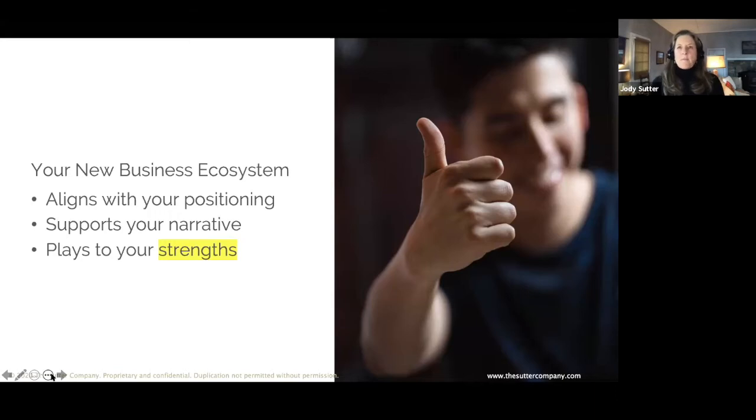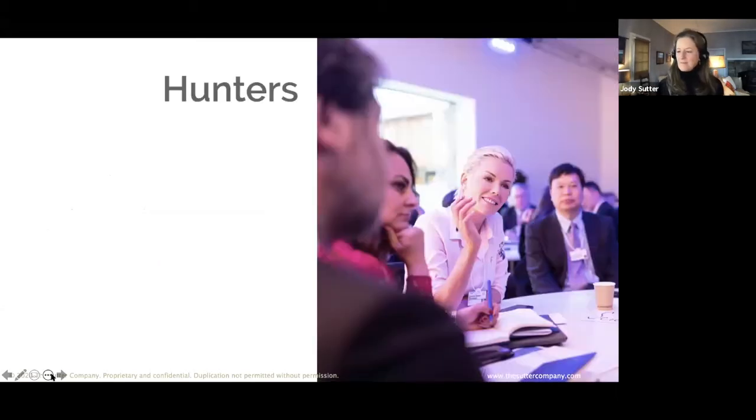So I started thinking about all the different agency owners that I've worked with throughout my career, and they all tended to fall into several personality types. And I narrowed them down to four, and I want to introduce you to those today. So the first personality type is the hunter. And the hunter has an instinct for selling, as you may not be surprised to hear from the name.